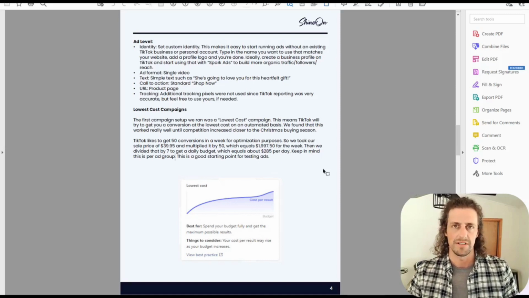If you can test it in Facebook and see that it has potential, or you are already selling it profitably on Facebook, that's a good opportunity to then take that product and create a video for it on TikTok and then start testing it there.